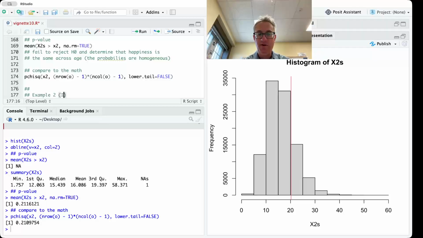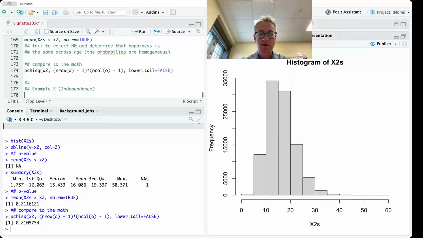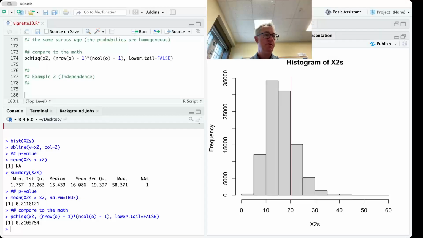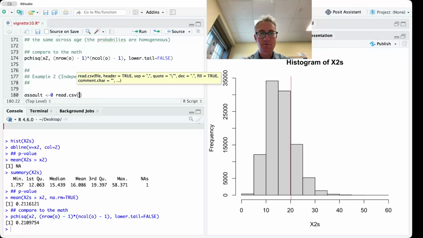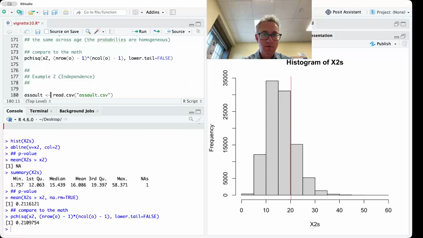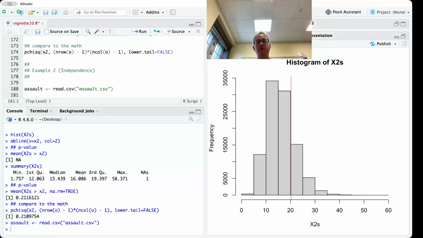I said we were going to do 2 examples, so let's go to example 2, which is going to be for independence. And so I'm going to introduce a new data set. This data set you will have to download from the book webpage. As long as your current working directory is the same as the code and you have the data in the same directory that you downloaded from the webpage, that should work for you.